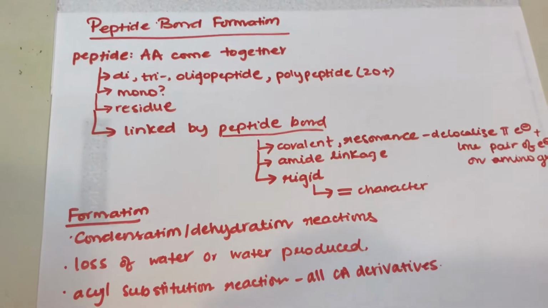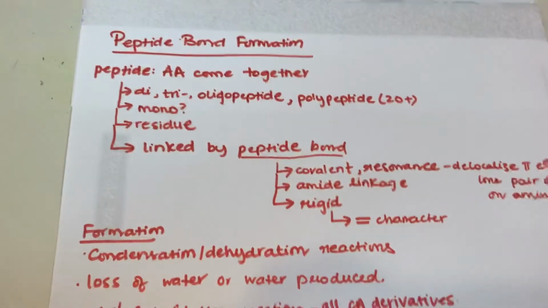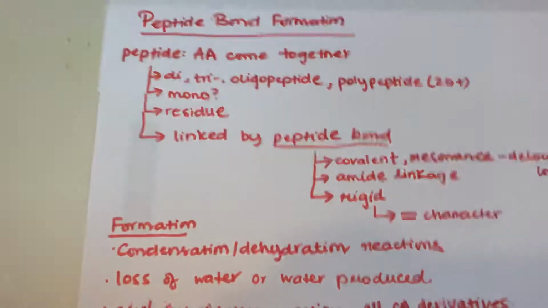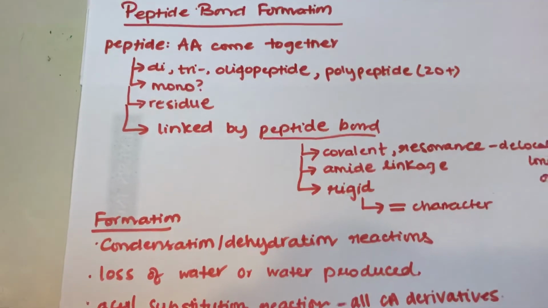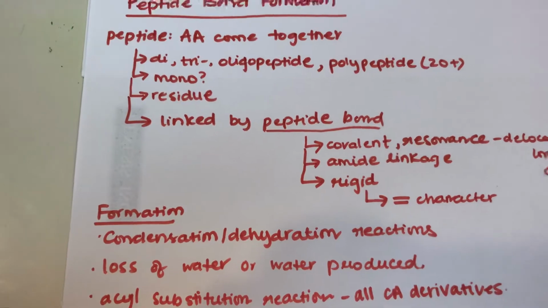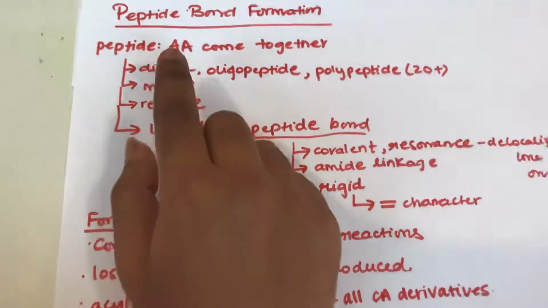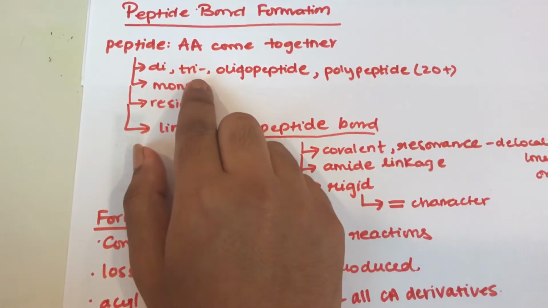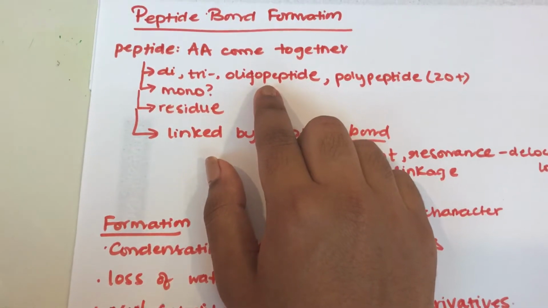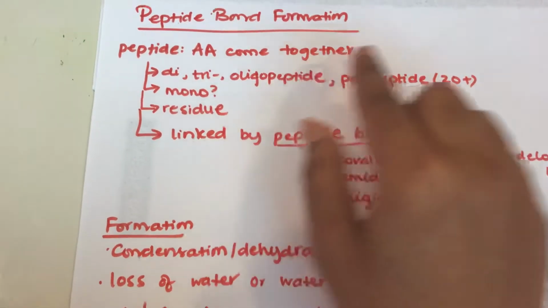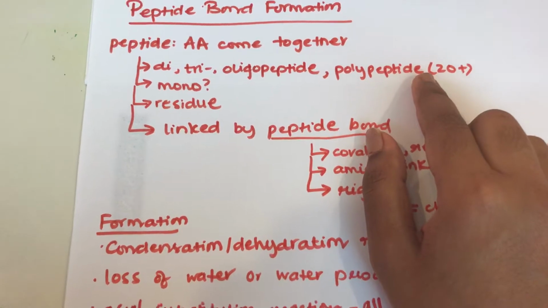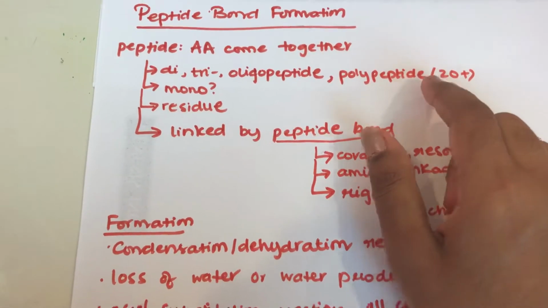We're going to continue our discussion about amino acids. When multiple amino acids come together, they form a peptide. A peptide can be a di, tri, oligo, or polypeptide, depending on the number of amino acids that form it. If it's just 2 amino acids, it's called a dipeptide. If it's 3, it's called a tripeptide. And if it's more than 3, it's called an oligopeptide. And usually when more than 20 amino acids come together, it's called a polypeptide.